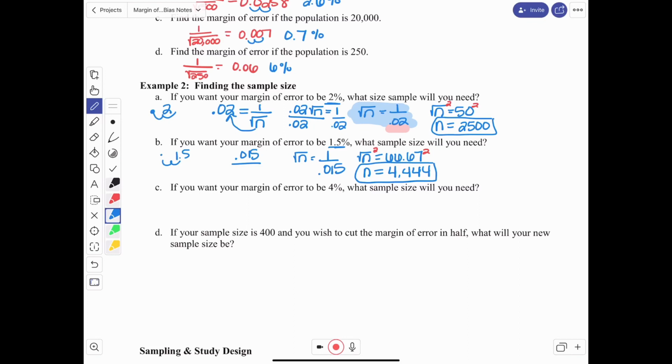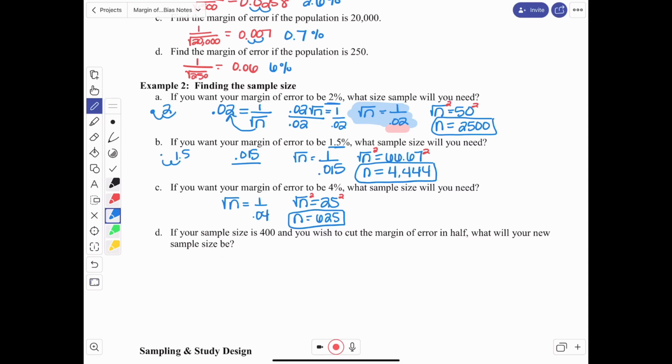Okay. If we want it to be 4%, we have the square root of n. Remember, move your decimal 2 places to the left. So it's going to be 0.04. Whoops, forgot to do it over 1. So it's 1 over 0.04. So the square root of n is going to be 25. And then square both sides. So n has to be 625.